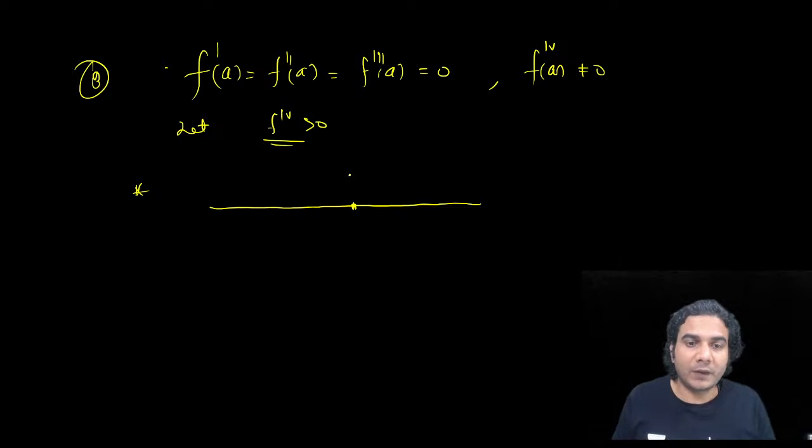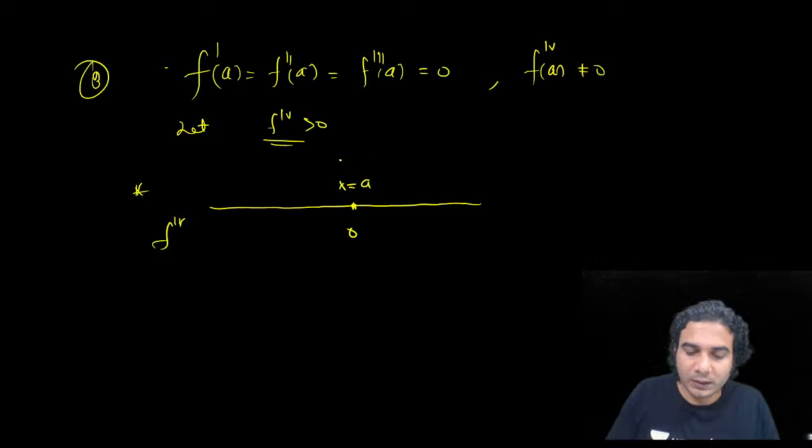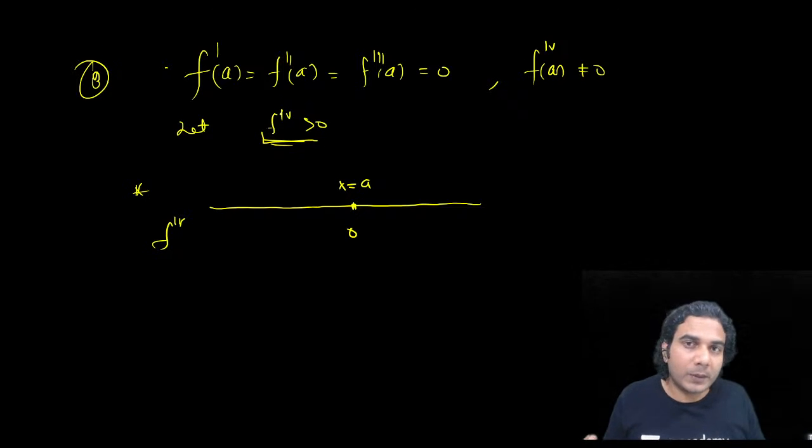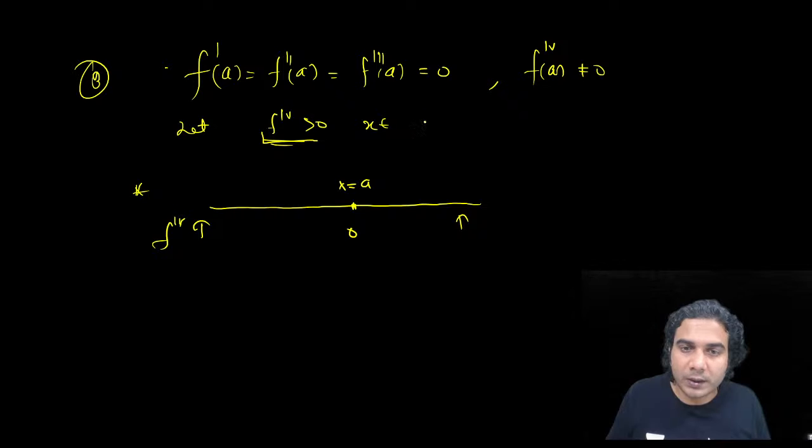Again, I'm plotting the number line and I'm checking about f. So I'll start with f triple dash. So I'll check the f triple dash. f triple dash is 0 at x is equal to a, right? Then after x is equal to a, you can see f triple dash, because f fourth dash is positive, that means the derivative of f triple dash is positive. So f triple dash is increasing here also, because this is for a small interval around a, a minus delta to a plus delta. Okay.